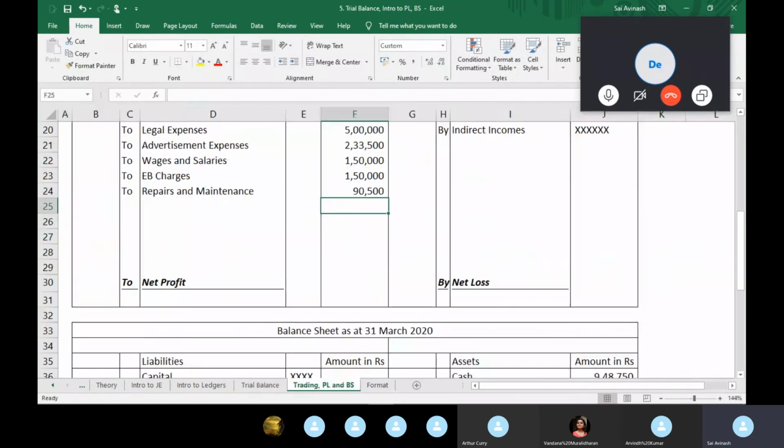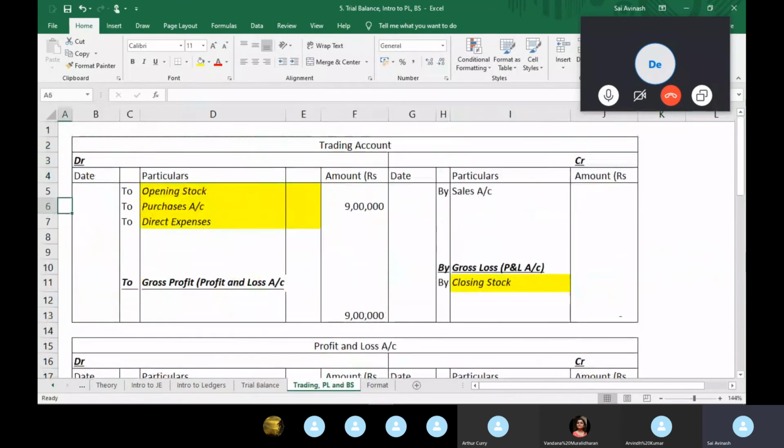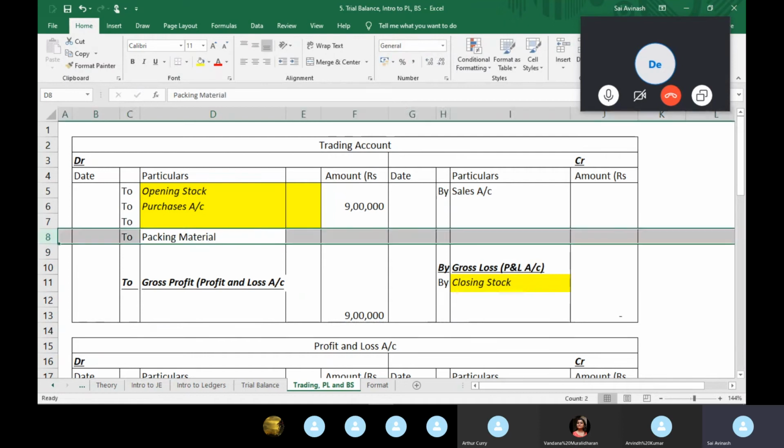Packing materials. Now, obviously, stuff that I manufacture or stuff that I trade in, I'm going to pack, and packing has to be done when I'm making a sale, right? I can't sell a product without packing it first. So it's a direct expense. Okay. So packing material goes in the trading account.